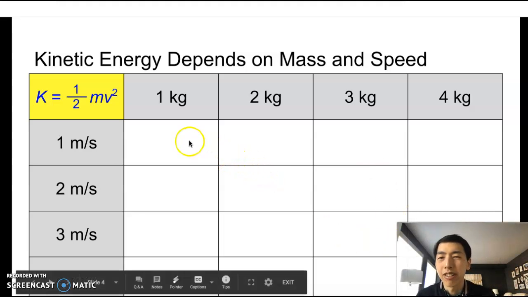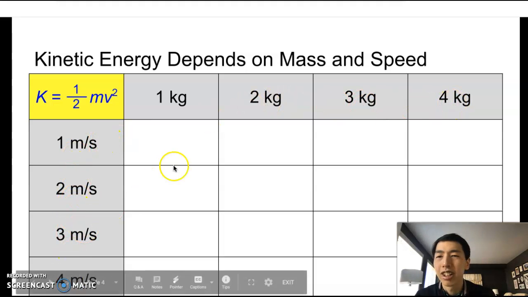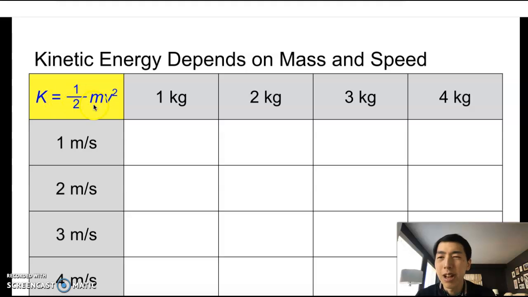So what I've done is I've calculated the kinetic energy of an object based on these masses and these speeds. Okay, so in this first box right here, I would calculate K equals half m v squared for a 1 kilogram mass and a 1 meter per second speed. But actually, I'm not starting there. I'm actually going to start in this box right here. Okay, so if I plug in 1 kilogram for m and 2 for v, then it's going to be half times 1, which is just a half, times 2 squared. So that ends up being 2, and the units are joules.